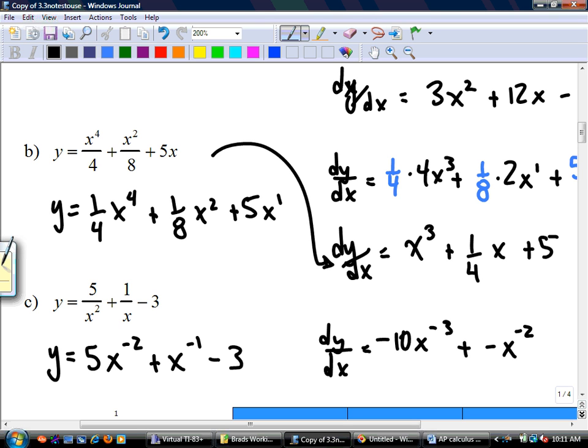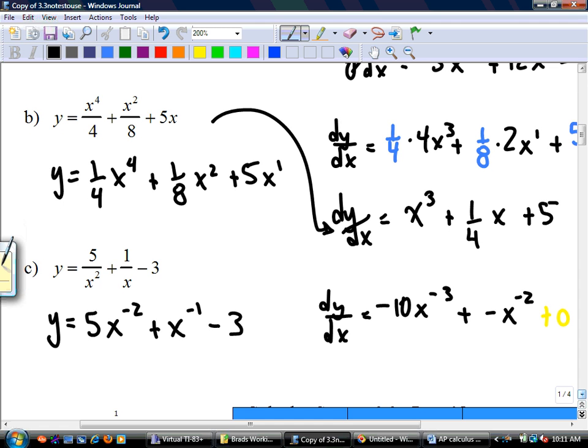Do you need anything at the end? No, because it'd be plus 0. We can put it there. We'll put it there in yellow because that would be cool. So then you could, Mr. App, could I switch it back into fraction form? So dy over dx, you could write it as negative 10 over x cubed minus 1 over x squared.